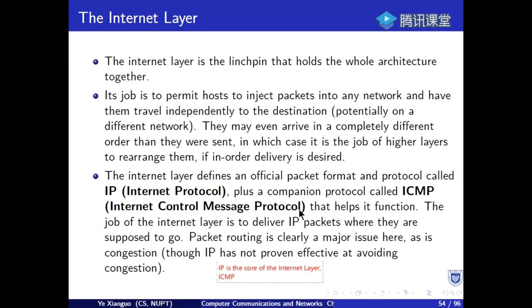ICMP is used to report some errors of the Internet. If there are errors in the Internet, then ICMP will send a report to the sender. Then the sender can know which packets encountered errors.